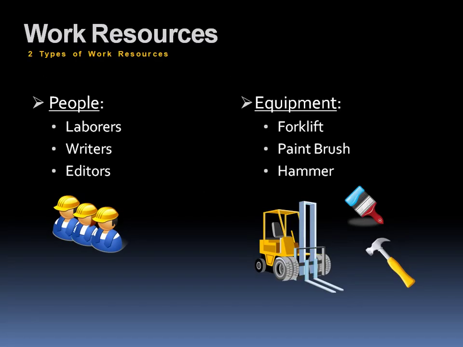First, let's talk about the work resources. There are 2 types of work resources. The most obvious one is the people that will be working on the task. That's your laborers, your writers, your editors. And then we have our equipment resources, something that we can use over and over again, not only on a task or another task, but on a completely different project, like a forklift, maybe a paintbrush if we rinse it out, or a hammer.